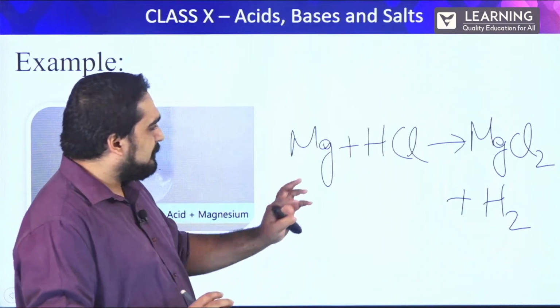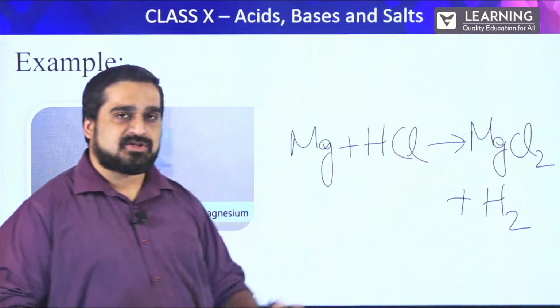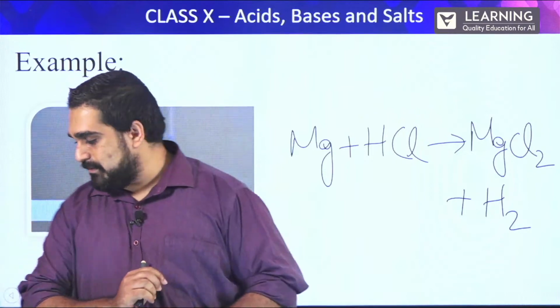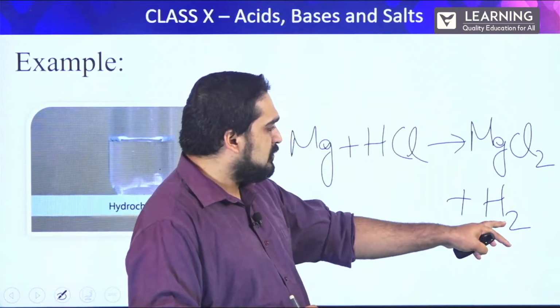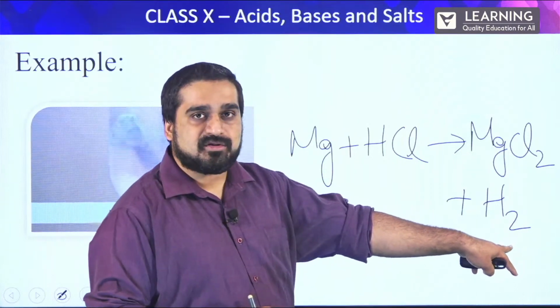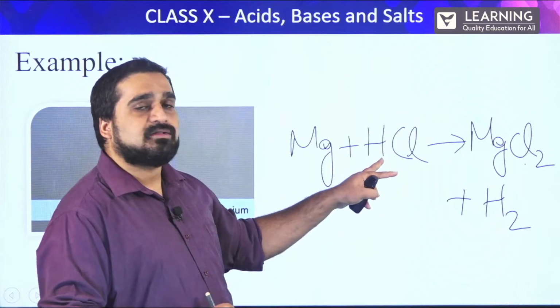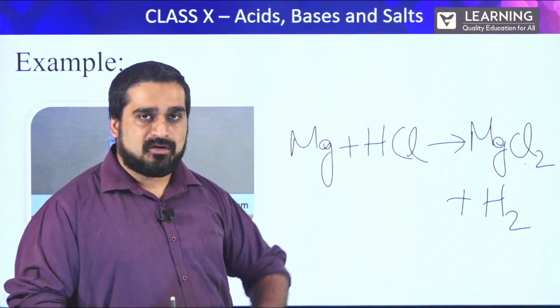Okay, so Mg plus HCl giving MgCl2 plus H2. Is the given chemical equation balanced? The answer is no. Why isn't it balanced? Here you notice you have 2 atoms of hydrogen, 2 atoms of chlorine, but here on the left hand side you see only 1 atom of hydrogen and 1 atom of chlorine.